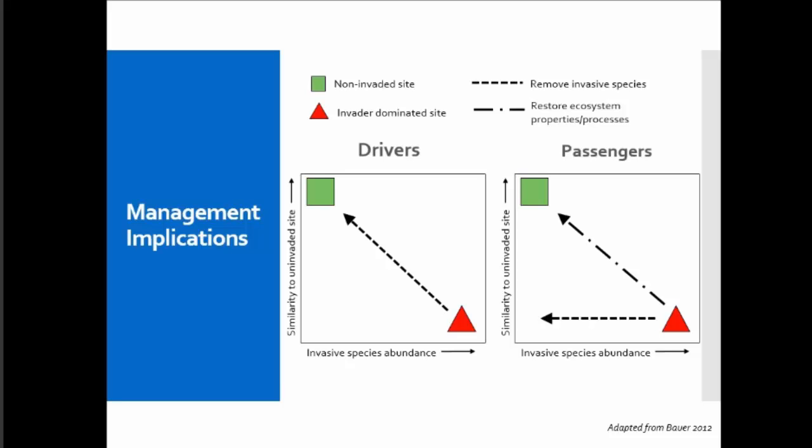The passenger versus driver model can be a little bit confusing, and as we said before, you can consider these as two different ends of the spectrum, where drivers are at one end, passengers are at the other end, but most species aren't going to neatly fall into either category. And if you start to consider the fact that most of our ecosystems have multiple invasive species, you can begin to see how quickly this can get really complicated in terms of trying to figure out how the invasive species are acting and how we can manage them.